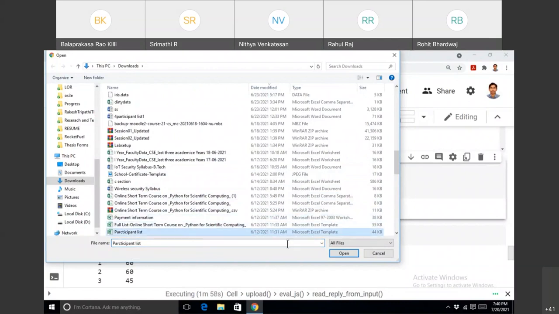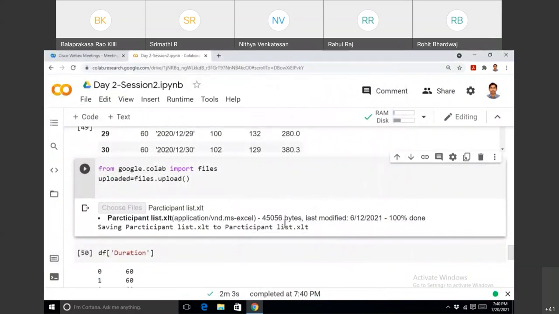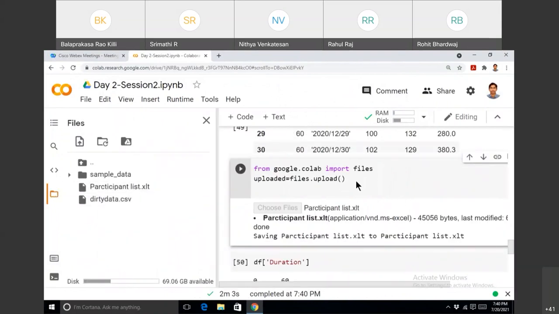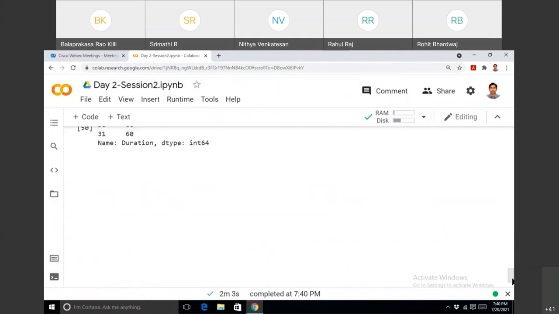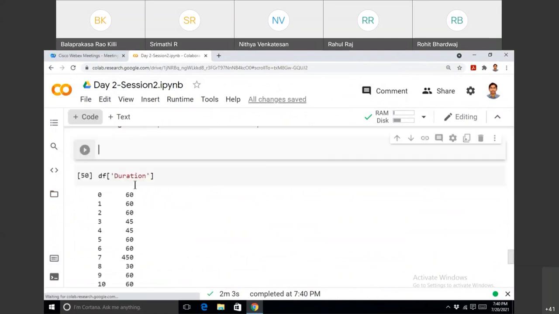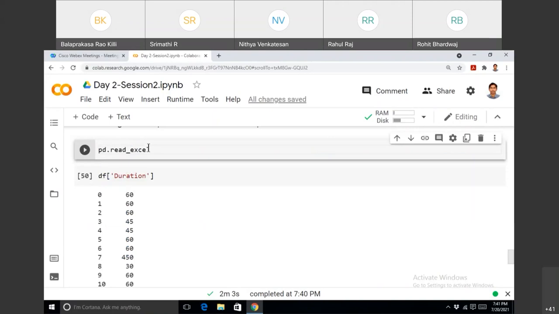Let me upload this participant list. I hope it was uploaded. Yes, participant list xls. Now there is a command, same, instead of read_csv, here you write pd.read_excel. You see this Excel command. Instead of CSV, I should make it Excel. Then pass on that file. That's all, and you can see the output.